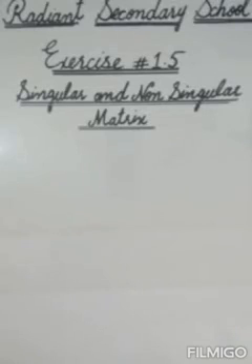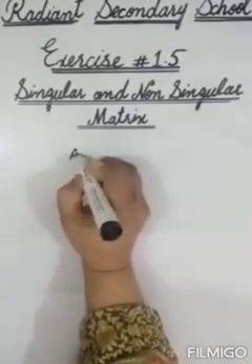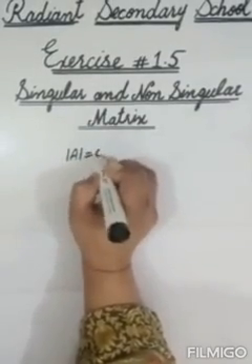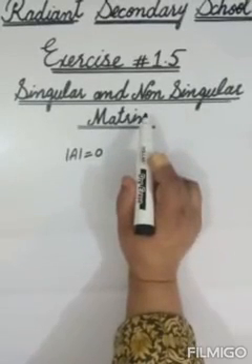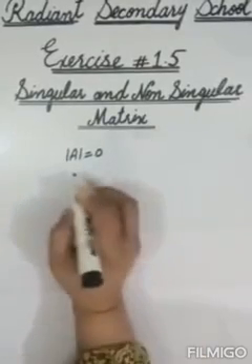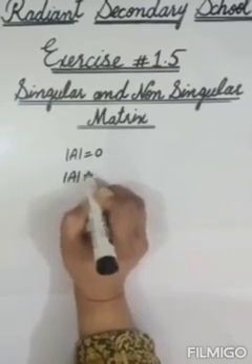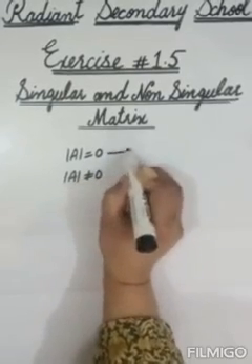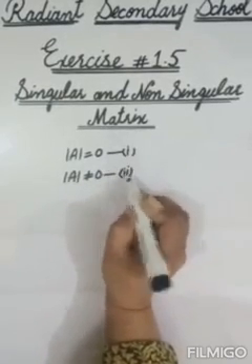Friends, now question number 2 is related to singular and non-singular matrix. First of all, I want to tell you what a singular matrix is. When the determinant of the given square matrix is equal to 0, then it is called a singular matrix, meaning determinant of A is equal to 0. And what is non-singular? When the determinant of a square matrix is not equal to 0, it is called a non-singular matrix, as determinant of A is not equal to 0. The first one is the condition for a singular matrix and the second condition is for a non-singular matrix.